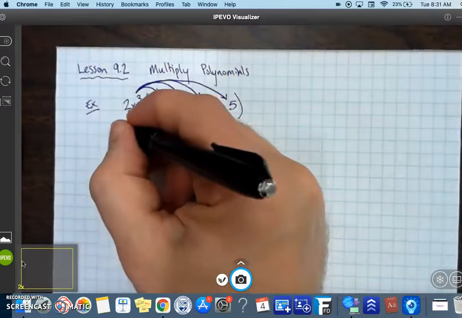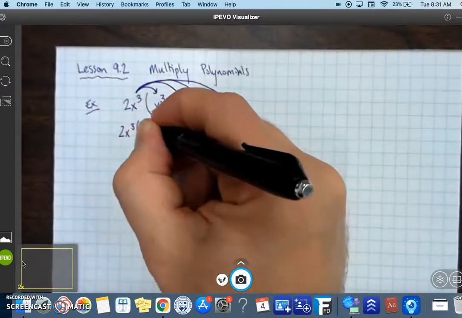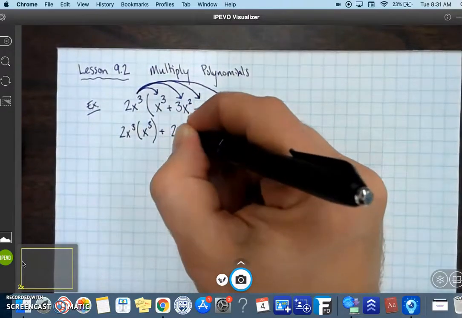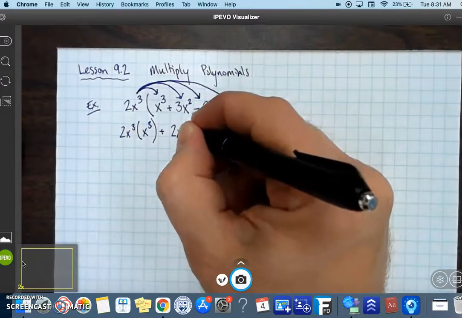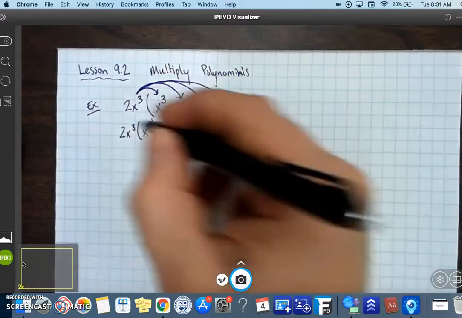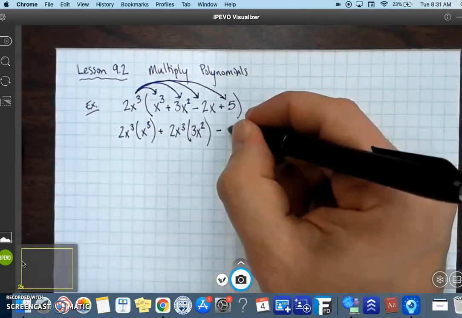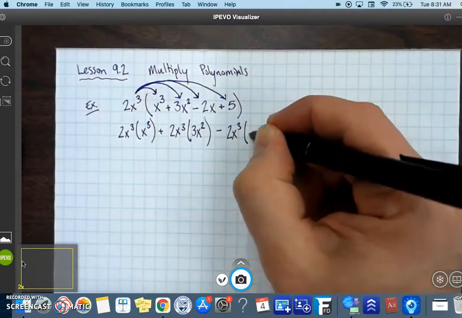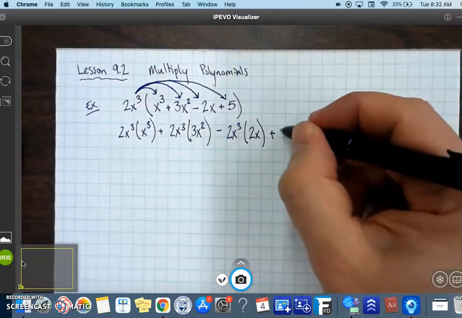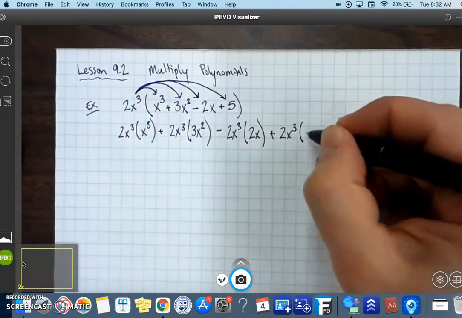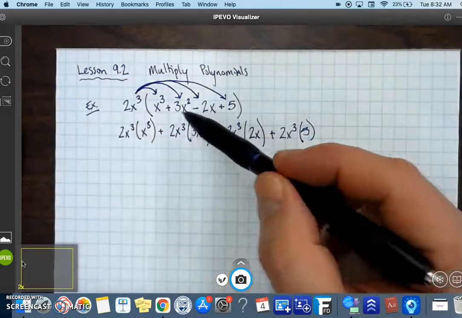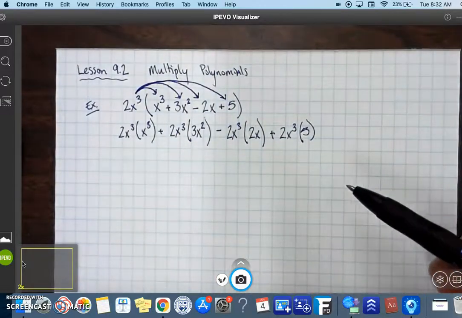Okay. So I'm going to have a 2x to the power of 3 times x to the power of 3, plus 2x to the power of 3 times 3x squared. Positive times a minus is minus 2x to the power of 3 times 2x, and 2x to the power of 3 times 5. Now, obviously some of you will be able to multiply these as you go. I wanted to write it out so you could see the whole process.